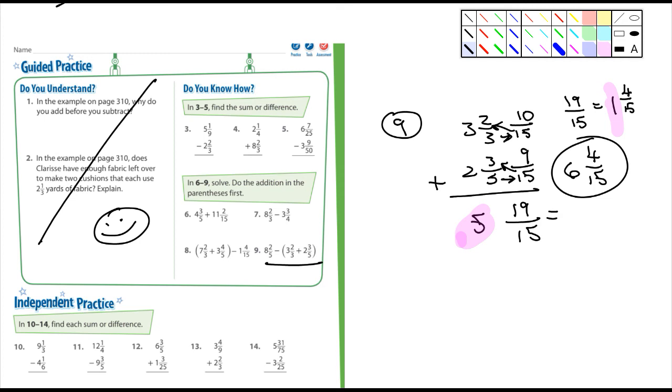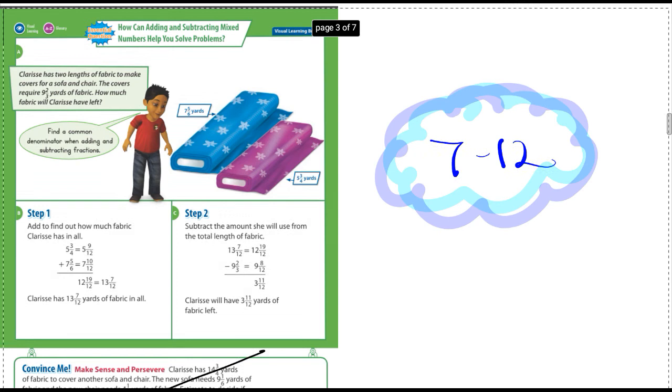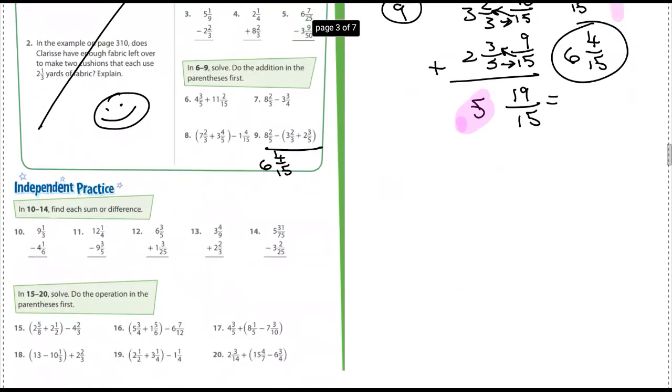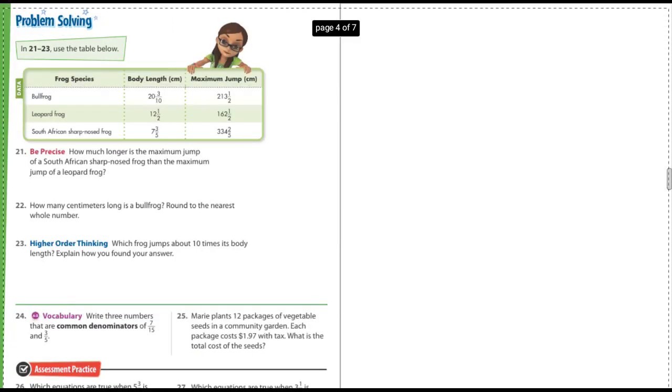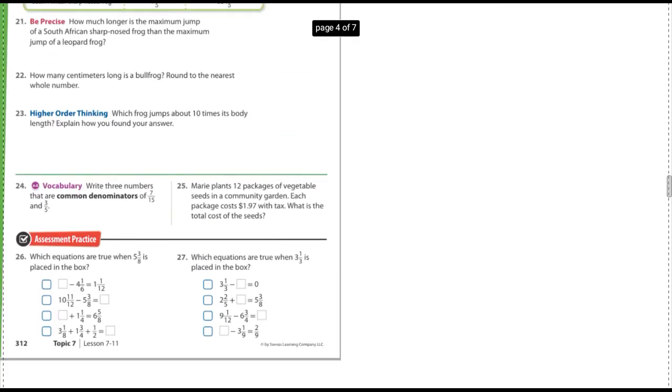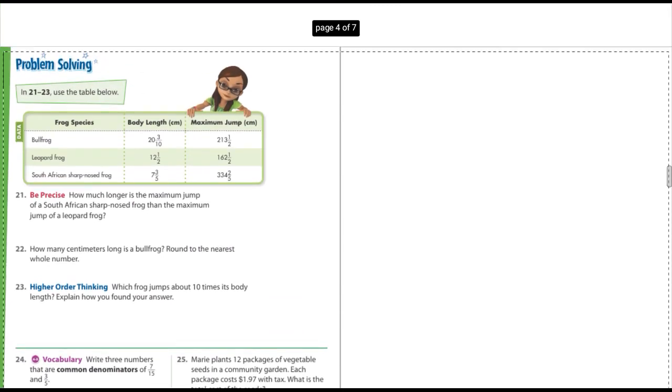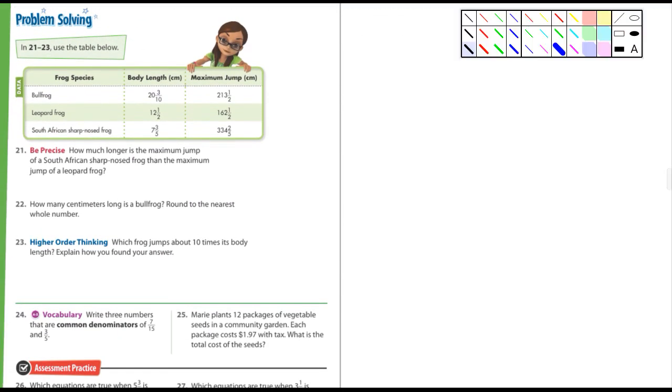So that's the answer to number 9. So 6 and 4/15. All right, so I'm not going to do a whole lot of these. You guys can do the rest of these, 10 through 20. And you can do the problem-solving page. Let's take a quick look at that.